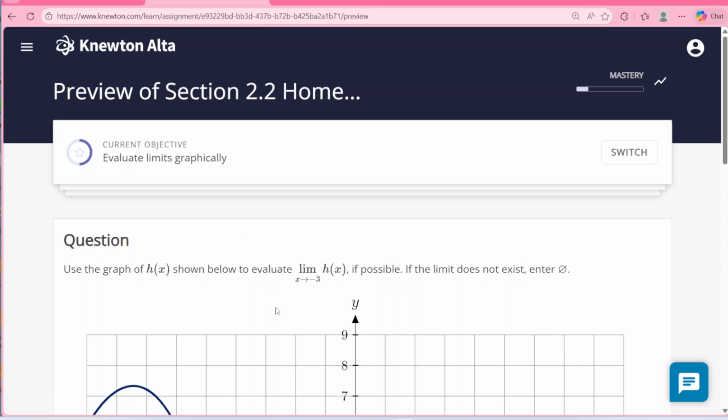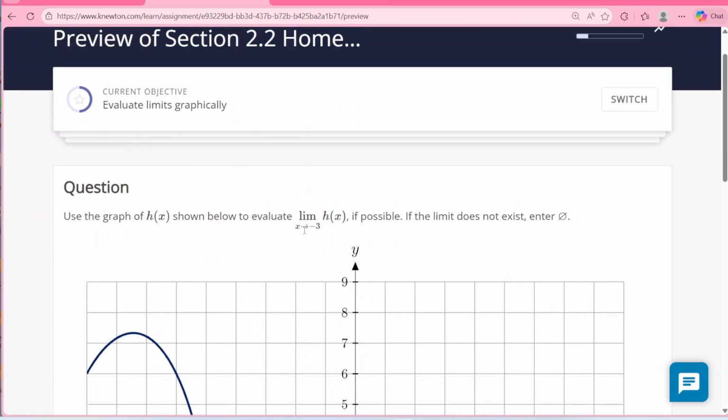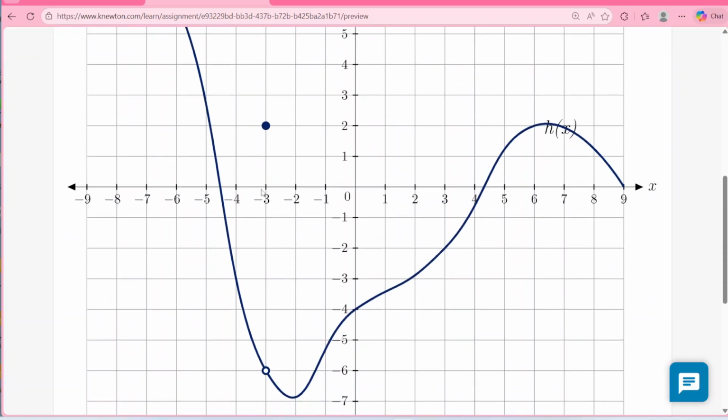Another graphical one, very similar to the previous two. The graph down here is the graph of h of x, y equals h of x, and we're asked to evaluate the limit, if it exists, as x approaches -3. Once again, go down here, there's -3 on the x-axis. I don't care about this point up here, this solid point at (-3, 2). I don't care what happens at -3.